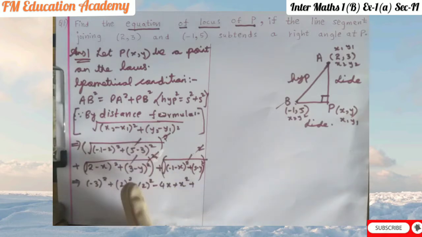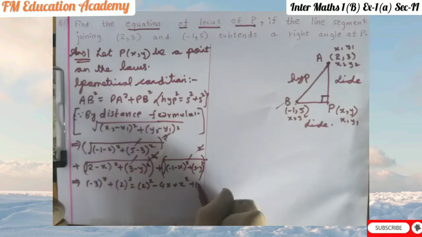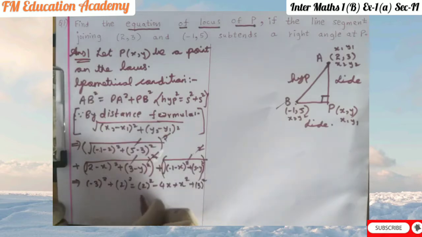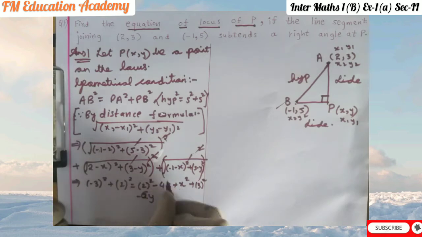It is again of the form of a minus b whole square. A minus b whole square is a square minus 2ab plus b square. So a square here is 3 square minus 2ab, 2 into 3 into y. 2 into 3 is 6, 6 into y, 6y plus y square. Then we have plus 1 minus 1 minus x whole square.